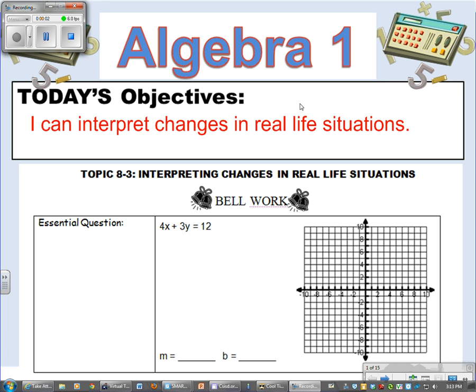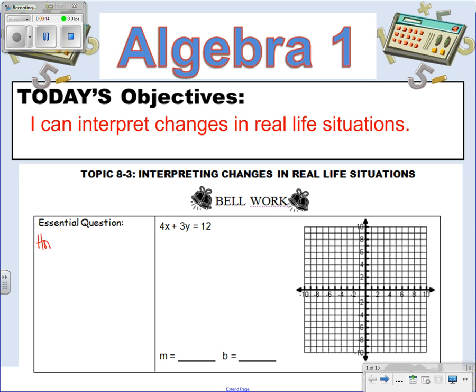This is topic 8-3, interpreting changes in real-life situations. Our objective is I can interpret changes in real-life situations. So our central question is going to be, how can I interpret changes in real-life situations?